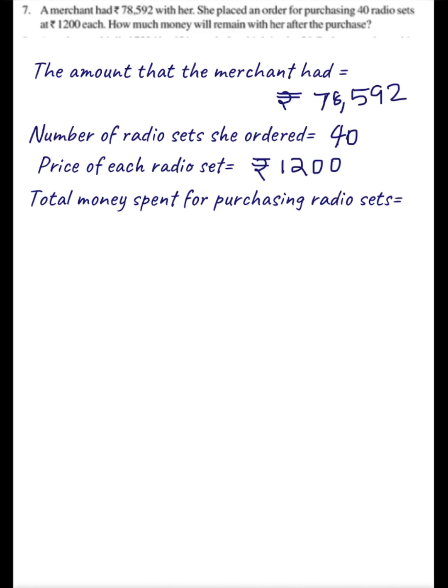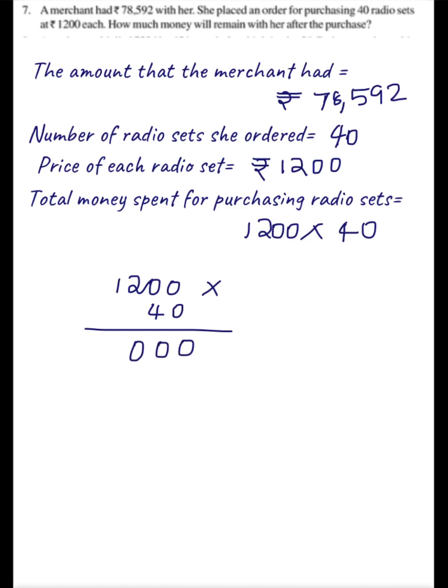That means for finding the total money spent for purchasing radio sets, what you have to do? You have to just multiply this 1,200 with 40. If you multiply 1,200 with 40, you will get the total money spent for purchasing radio sets. So let's do it. That is 1,200 into 40. First you have to multiply 1,200 with 0. Then you will get 0, 0, 0, 0. Now 1,200 into 4. So 0, 0, 8, 4.